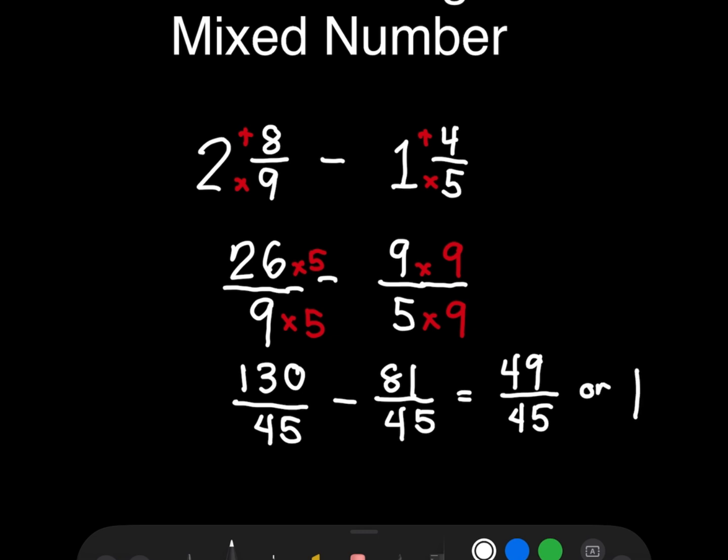Then make it lowest terms, which is 1 and 4 over 45.